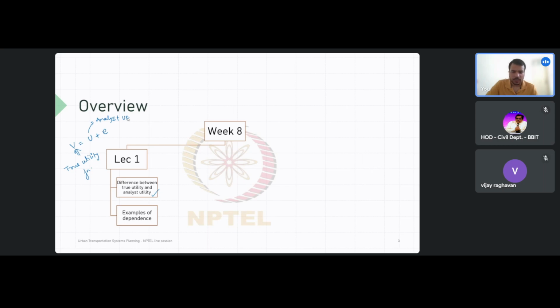When we discussed the examples of dependence, lecture 2 was about the binomial logit model. When we are faced with two choices, how will we select one over the other? The probability of selecting choice 1 will be equal to e^V1 divided by e^V1 plus e^V2, where V is the utility. Then we discussed the properties of logit choice models.